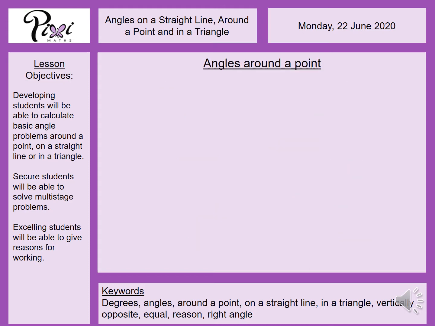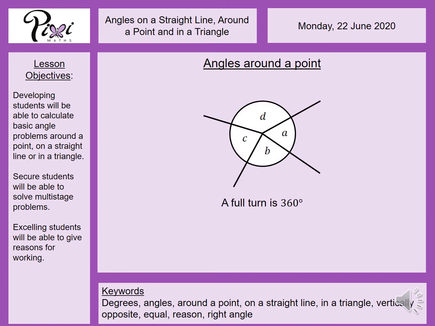Okay, a bit of a recap from the past few lessons. So angles around a point. It's important that we know doing a full turn is 360 degrees. So if we have angles that add up to a full turn, then they add up to 360. So here we've got A, B, C and D. If you put them all together, we get a full circle. So that means that A add B add C add D equals 360.